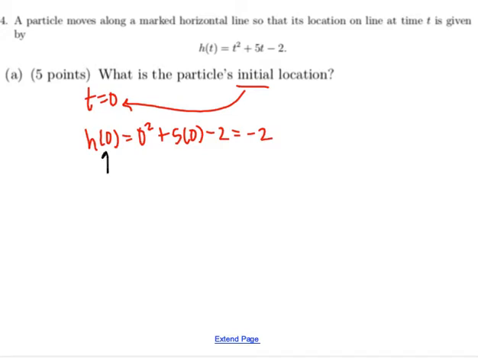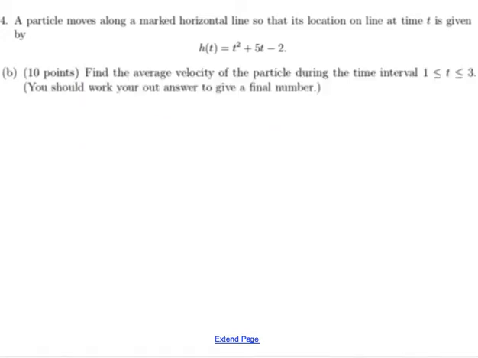This one, knowing that you plug in 0, 3 points. Getting the right answer. Questions on it? Pretty straightforward. All right. The particle moves along a marked horizontal line, so that's location, we already have that. Find the average velocity of the particle during the time interval. You should work your answer out to a final number.